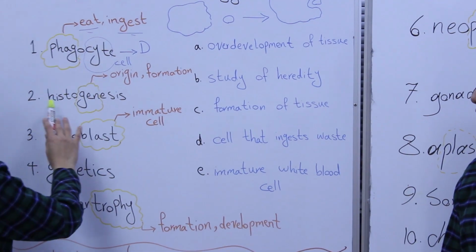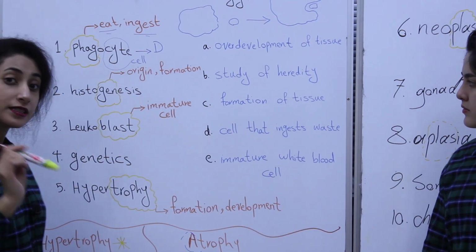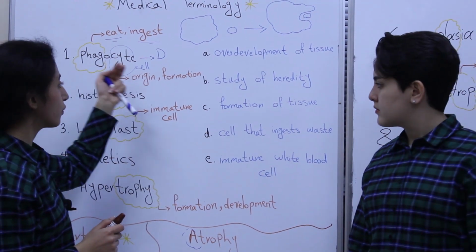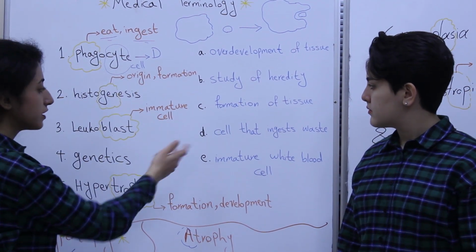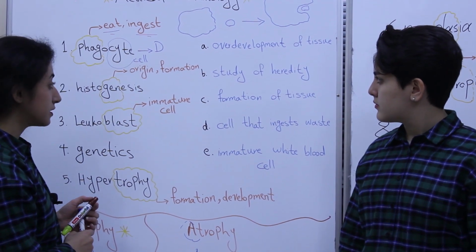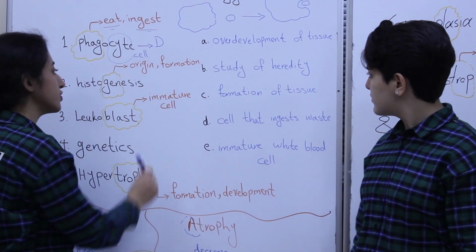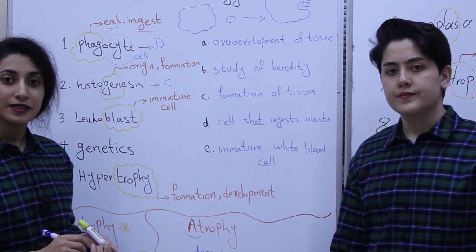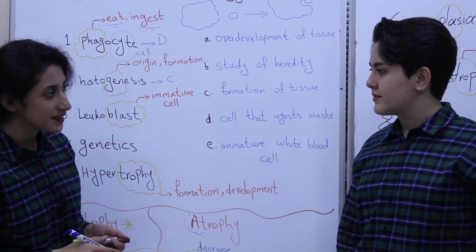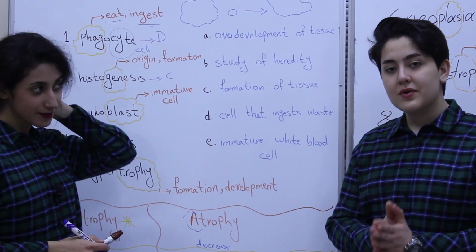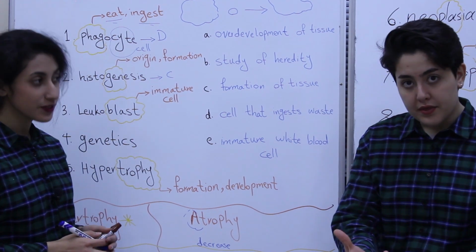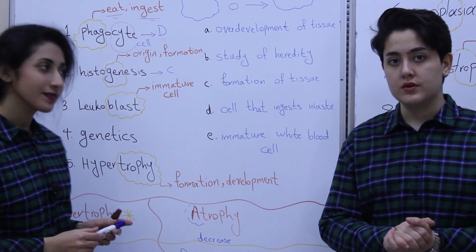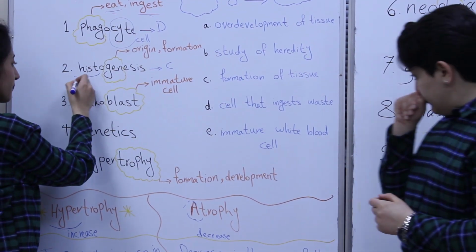The next one is histogenesis. As I told you in the last video, gen is the root that means origin or formation. So, which one is the answer for histogenesis? C, formation of the tissue. I told you in the last video that hist means tissue. What's the meaning of histology, Melika? It means, for example, studying the things about the tissue. Of course. More details about the tissues. That's great. Hist means the tissue.